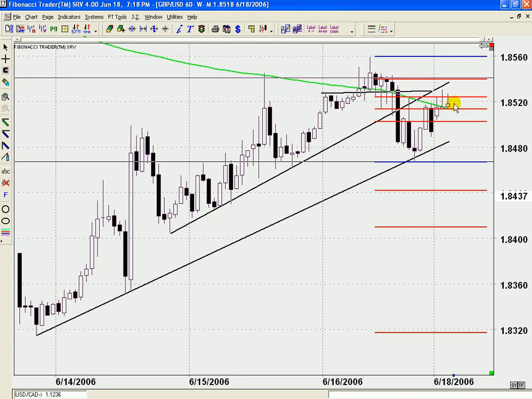A nice tweezer top here at the 62% retracement, backside of the trend line, 10-day moving average. I think a short here is potentially in order. Who wants to go short?